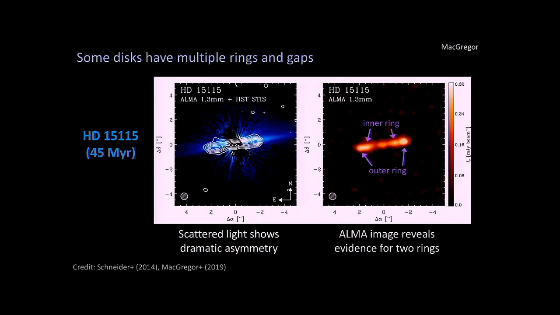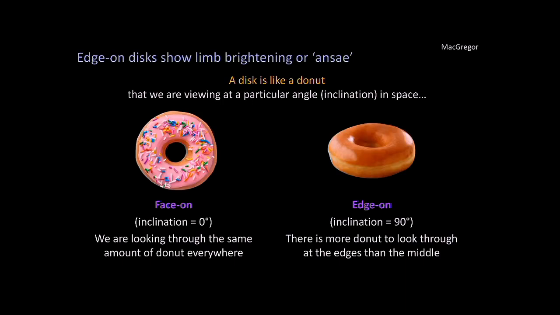Now, you're probably squinting at this image and saying, that just looks like a bunch of blobs. How can you tell that that's multiple rings? So here's my primer on looking at disks. Okay? You can imagine that your disk is like a donut, right? It has some hole in the middle of it.